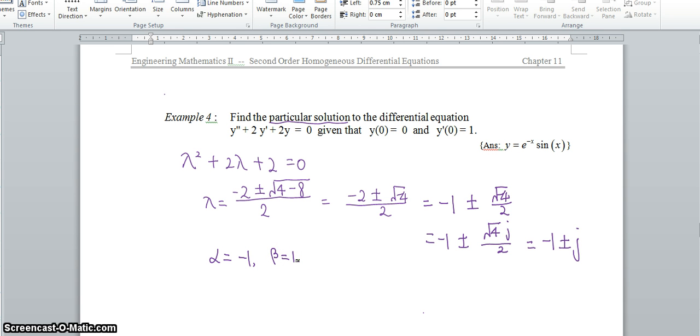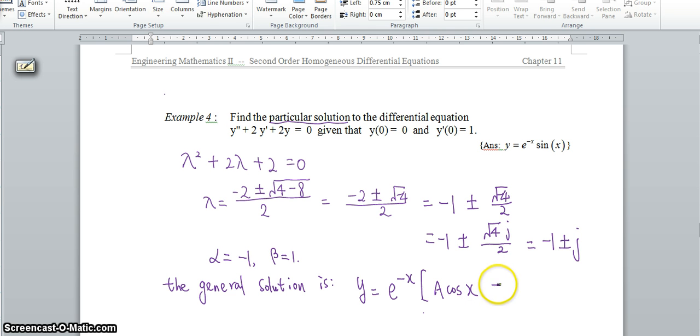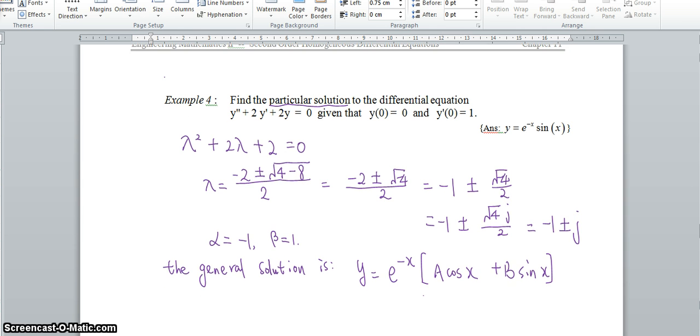Then we can sub this result into case 3 and write down the general solution. So the general solution is y equal to e to the power of alpha times x, which is negative x, times a cosine beta x, which is cosine x, plus b sine beta x, which is sine x again. So this will be the general solution for this differential equation, with a and b constants.